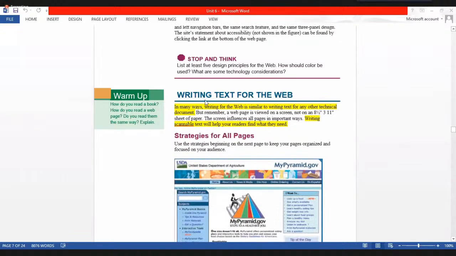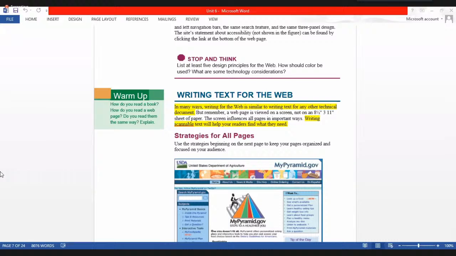Now, writing text for the web. Now you are going to prepare the text. So how can we prepare the text for the website? Okay, it's very easy. The first sentence indicates, in many ways, writing for the web is similar to writing text for any other technical document. In whatever way you prepare text for any technical document, in the same way you have to prepare text for the web. In many ways, that is similar, right?